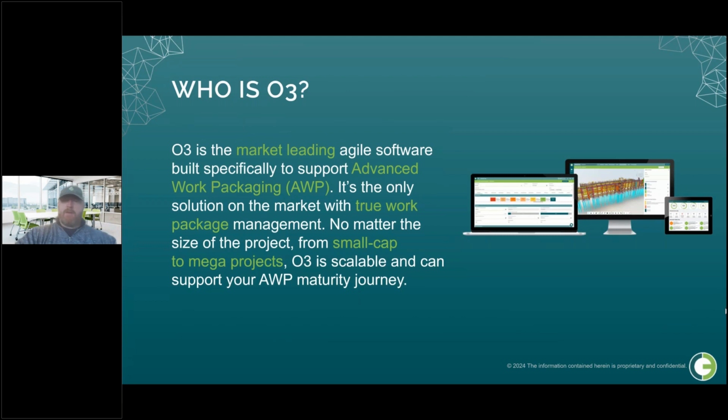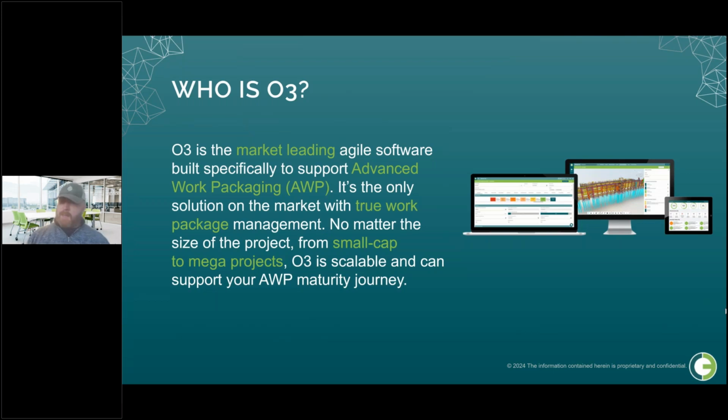So O3 is the market-leading software for advanced work packaging and agile project management. O3 was the first of the modern wave of AWP solutions. So 10, 15 years ago, you had a couple of solutions that had to be installed on your machine, very old-fashioned by modern standards. Those have now gone away, and O3 was the first of the new wave of modern cloud-based solutions.